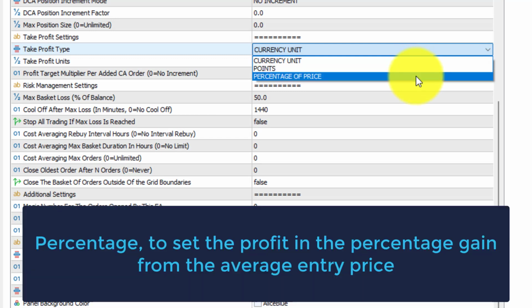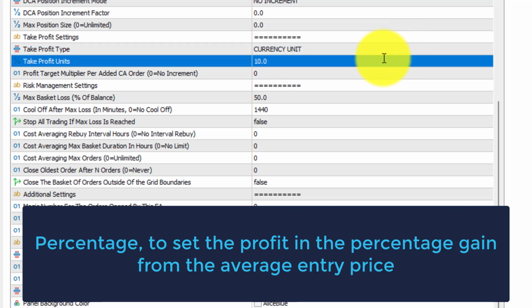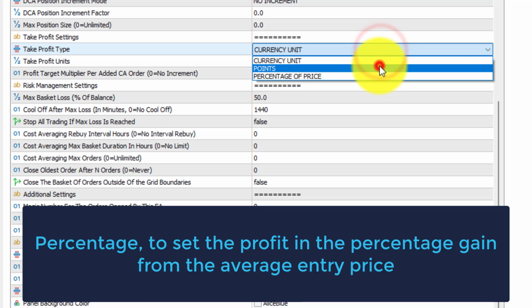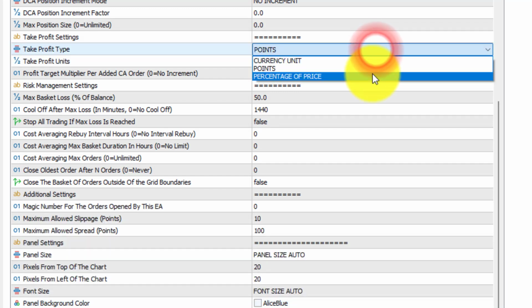Last one is percentage of price. Here you set profit as a percentage of price. For example, if you choose 0.5%, the basket will close when the market moves 0.5% in your favor compared to the average entry price. This makes the target scale naturally with volatility. It is especially useful for instruments like indices or crypto.